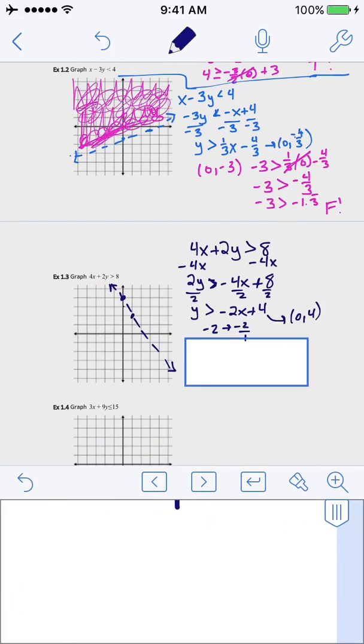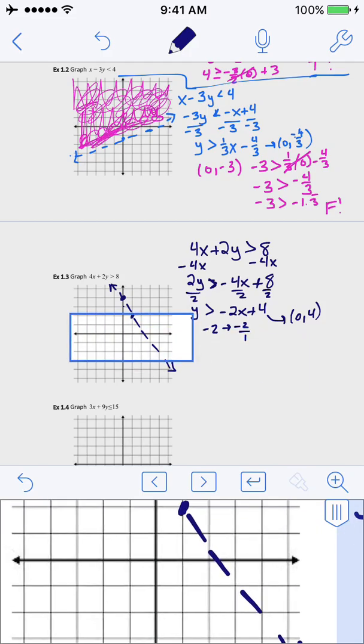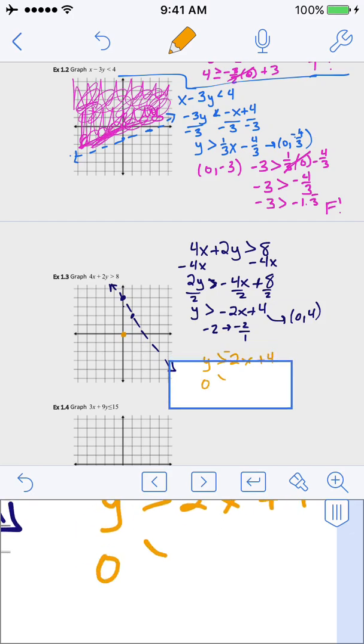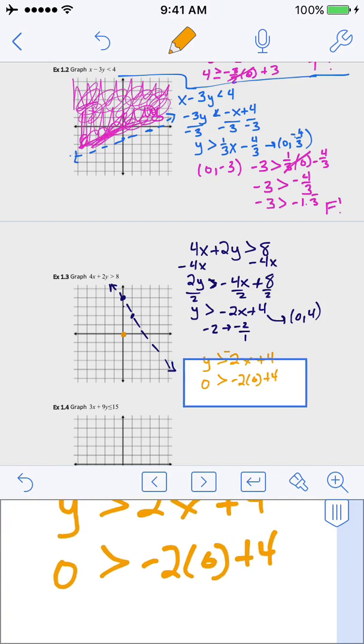Last thing I want to do is maybe use logic to figure out which side to shade, but if that doesn't work, I can use a test point. I'm going to pick the easiest point in the book, 0, 0. If it's not on my line, I can use it. So let's try 0, 0. In our equation, y greater than negative 2x plus 4, 0 is greater than negative 2 times 0 plus 4.